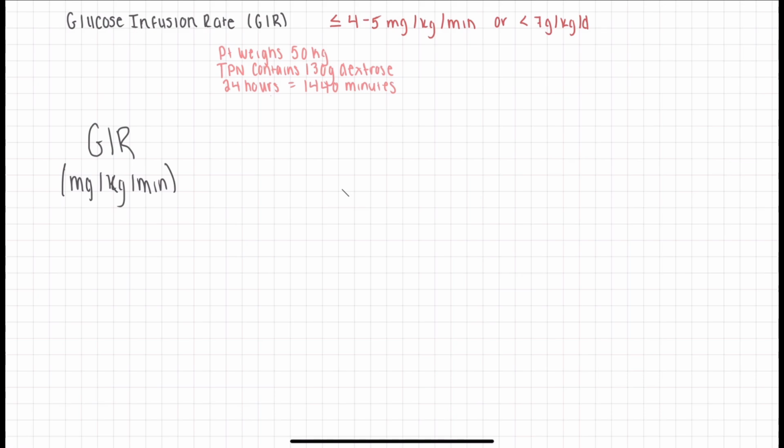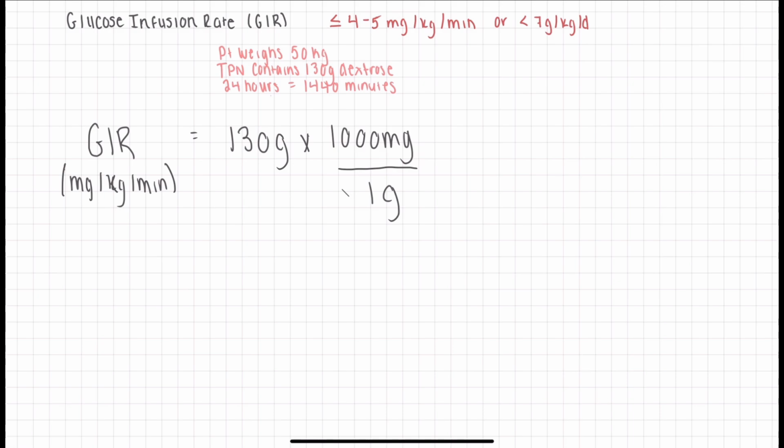So we want our glucose infusion rate in milligrams per kilogram per minute to see if we're hitting our target, if we're below 4 to 5 milligrams per kilogram per minute. So to do this, we're going to start with our dextrose. We know that our TPN contains 130 grams of dextrose, and we want to get that into milligrams. So to get that into milligrams, we're just going to multiply by 1,000 milligrams because we know that 1 gram is equal to 1,000 milligrams.